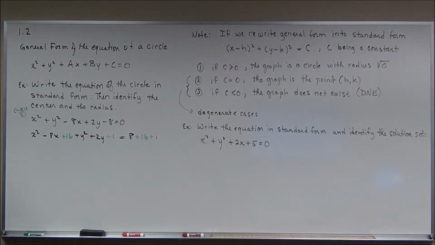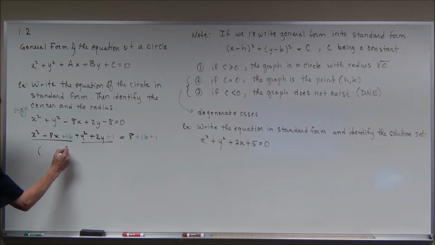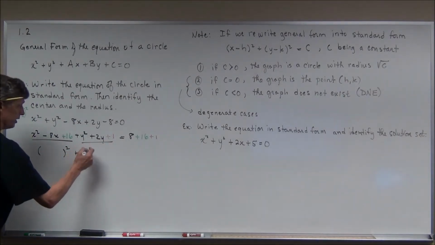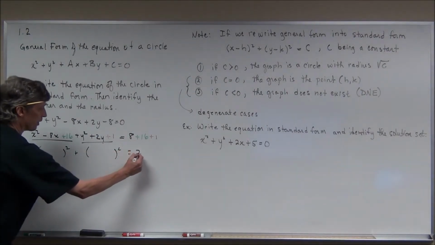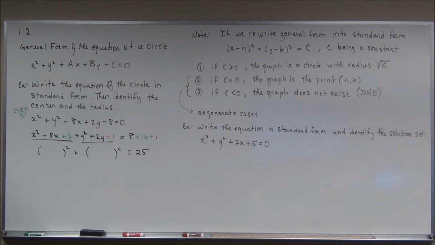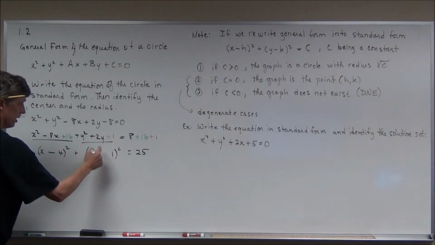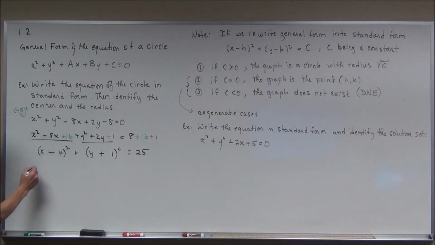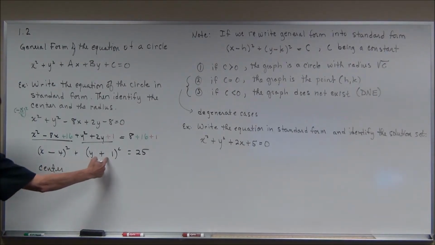Now I can rewrite this as this is a perfect square trinomial. I can write it as a binomial squared. I can write this as a binomial squared. And of course on the right side, it looks like I have 25 if I've added those numbers correctly. So this is going to be an x and a 4 and a minus sign. This is going to be a y and a 1 and a plus sign. So that tells me that my center is 4, negative 1.